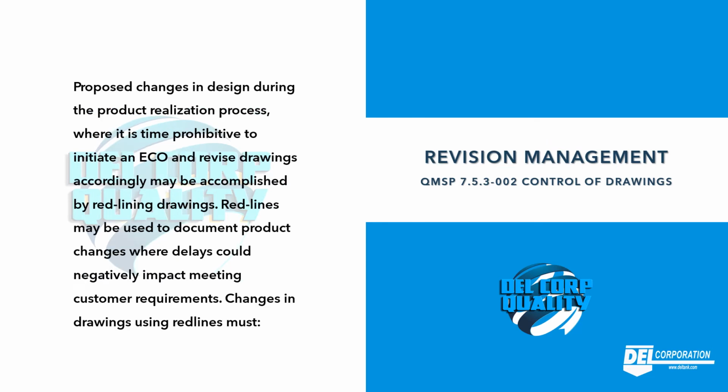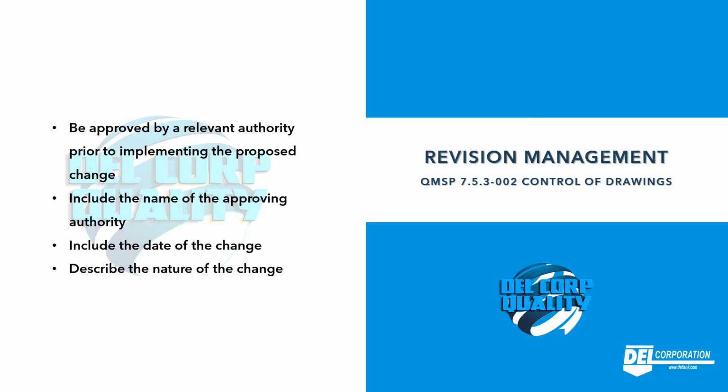Proposed changes in design during the product realization process, where it is time prohibitive to initiate an ECO and revise drawings accordingly, may be accomplished by redlining drawings. Red lines may be used to document product changes where delays could negatively impact meeting customer requirements. Changes in drawings using red lines must be approved by a relevant authority prior to implementing the proposed change. Include the name of the approving authority. Include the date of the change. And describe the nature of the change.